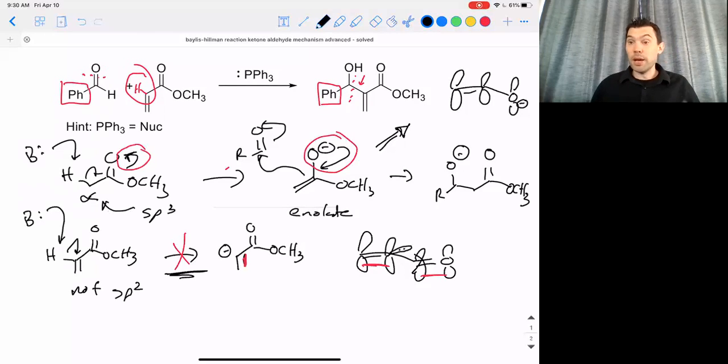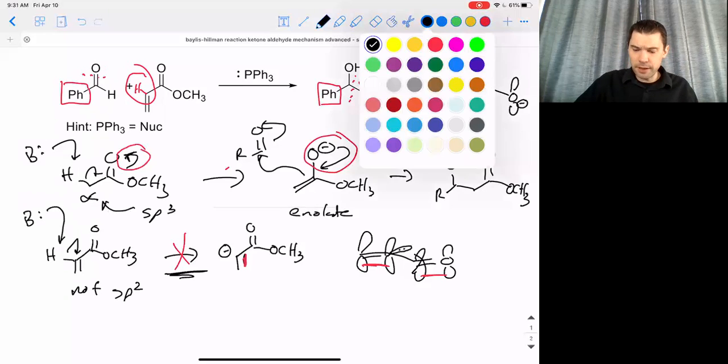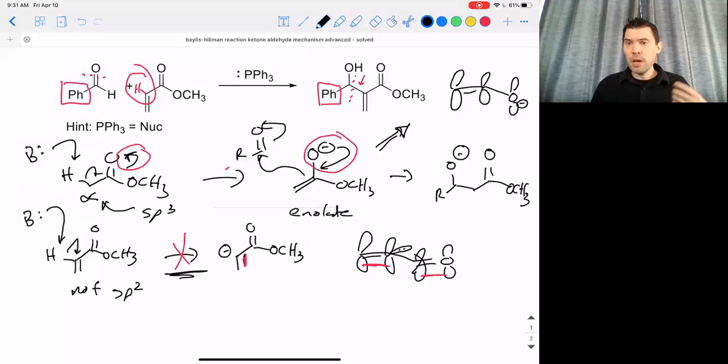Okay, so that being said, that's probably the number one most common pitfall I see in students that try to draw a mechanism for the Baylis-Hillman reaction: they try to use the PPh3 as a base and just directly deprotonate that CH bond. Unfortunately, it's not a viable mechanistic pathway. So we have to do something else to complete this mechanism, and the something else we're going to do is use PPh3 as a nucleophile.